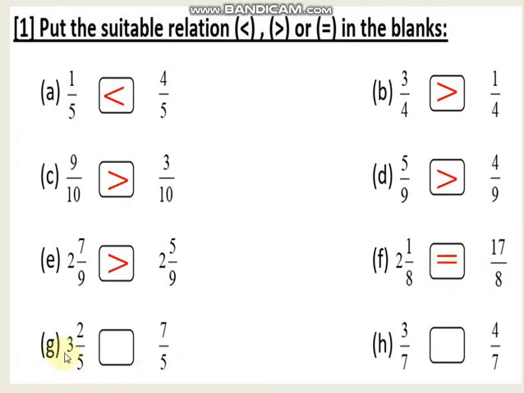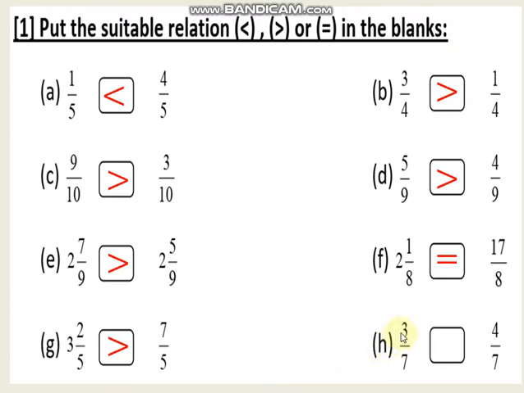Letter G. 3 and 2 over 5 or 7 over 5? Let's convert this mixed number to an improper fraction. 5 times 3 equals 15. 15 plus 2 equals 17. 17 over 5 or 7 over 5? It's 17 over 5. So 3 and 2 over 5 is greater than 7 over 5.